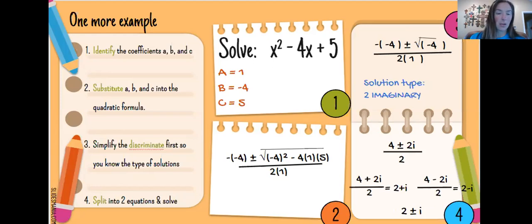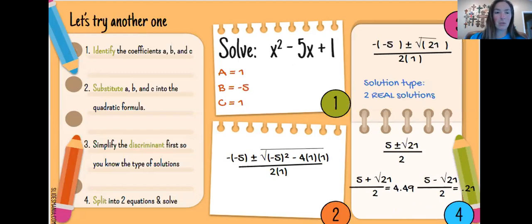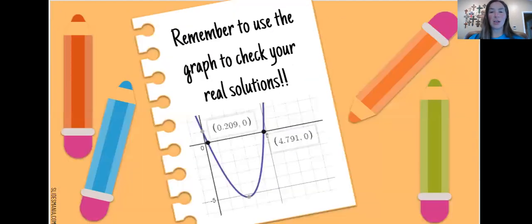So let's keep going. Actually, I think I've given you guys enough examples because it doesn't get any harder or any easier. So please remember, you're going to graph to check your real solution. So if you do get real solutions, please check those graphs out.